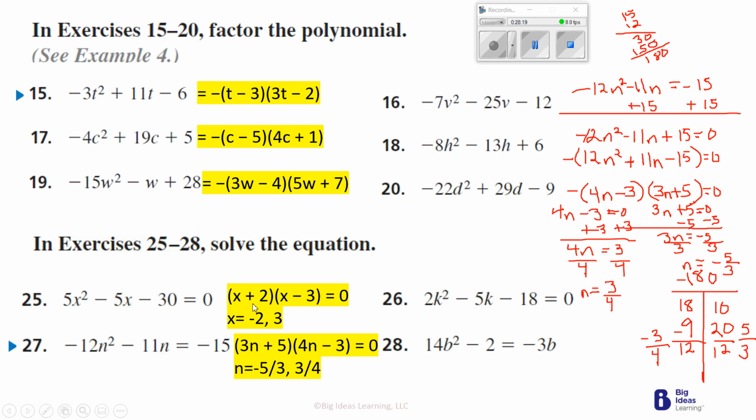All right, I did all the odds from 1 to 28. You have the evens. So good luck, and I'll see you in class for grading.